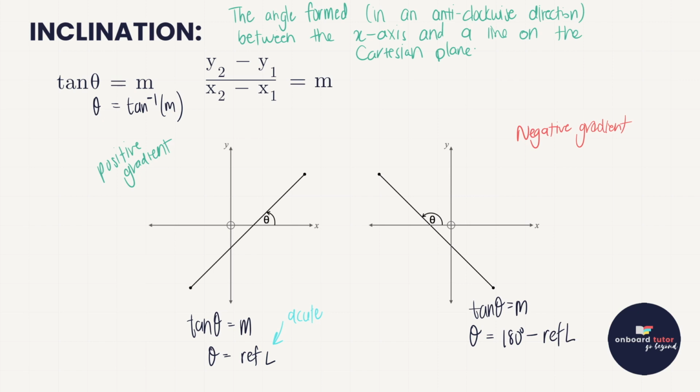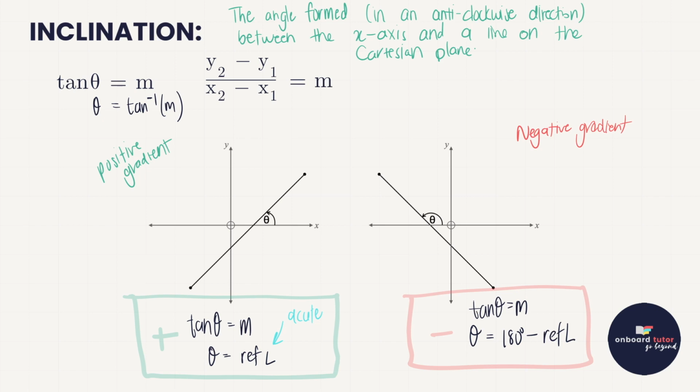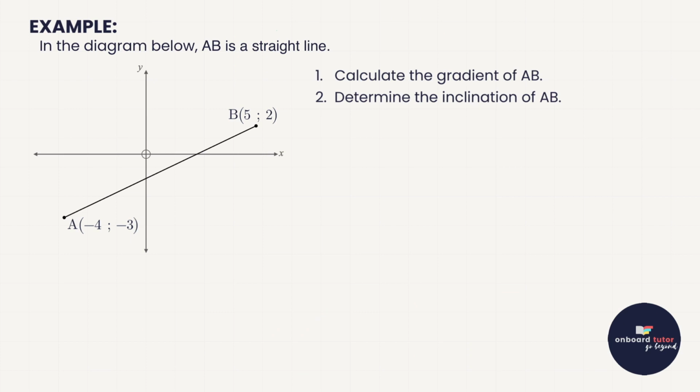So very important before you dive into solving any of these is to check, is my gradient positive? Because then I can use the angle as it is. Or is my gradient negative? Because then I'm going to need to say 180 degrees minus that arctan of m. And if you can remember that, this section is going to be a breeze. Let's have a look at some examples.